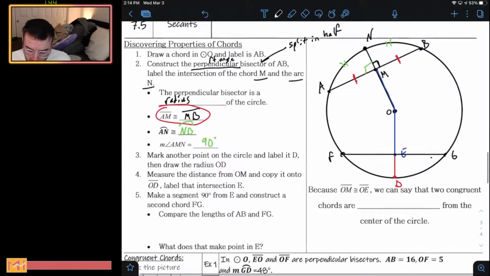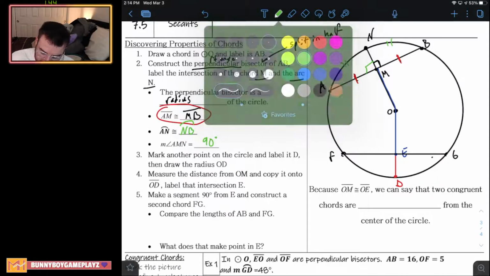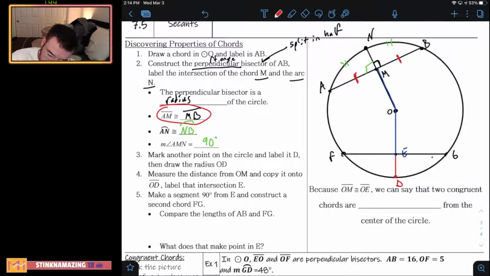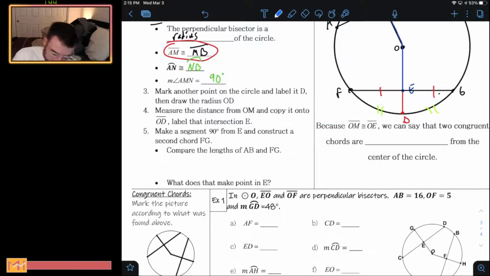Compare the lengths of AB and FG. Guess what? They're the same. These two distances are the same, and these two are the same. And these two arcs are the same as these two arcs at the top. So no matter what you draw, we're basically creating a replica. Anytime you have a 90-degree angle with a chord, you're basically creating a replica. I hope that's what we're trying to reinforce here.